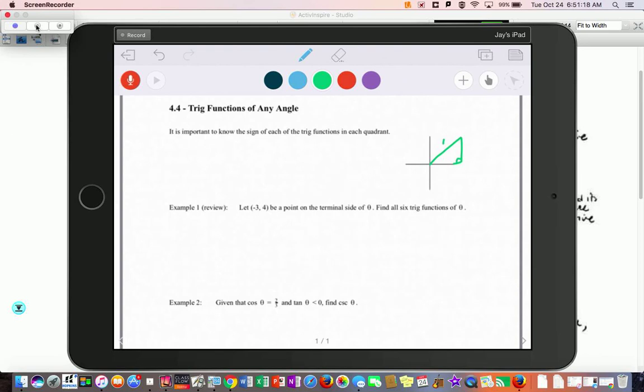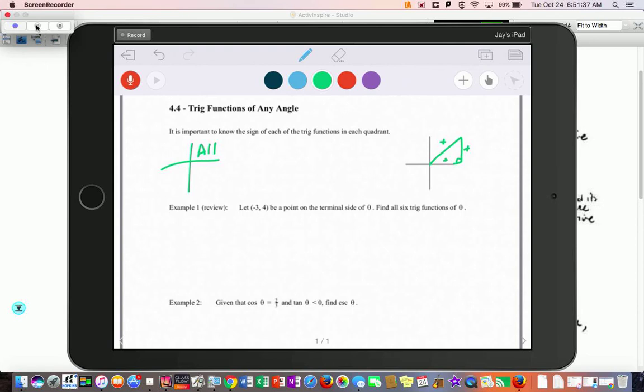we know that the hypotenuse is always positive. Going to the right is positive and going up is positive. And since all three sides are positive, all trig functions will be positive.